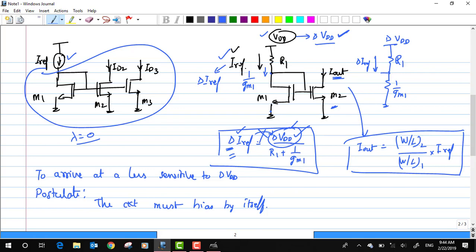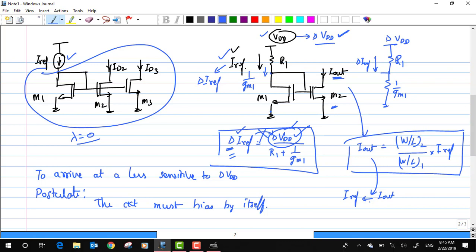Now what I really mean by the circuit that has to bias by itself is that somehow I want to have this I reference out of this I out itself. So from I out I want to generate this I reference, and that is known as the self-biasing circuit, clear? So can you imagine a circuit that could do this particular job?